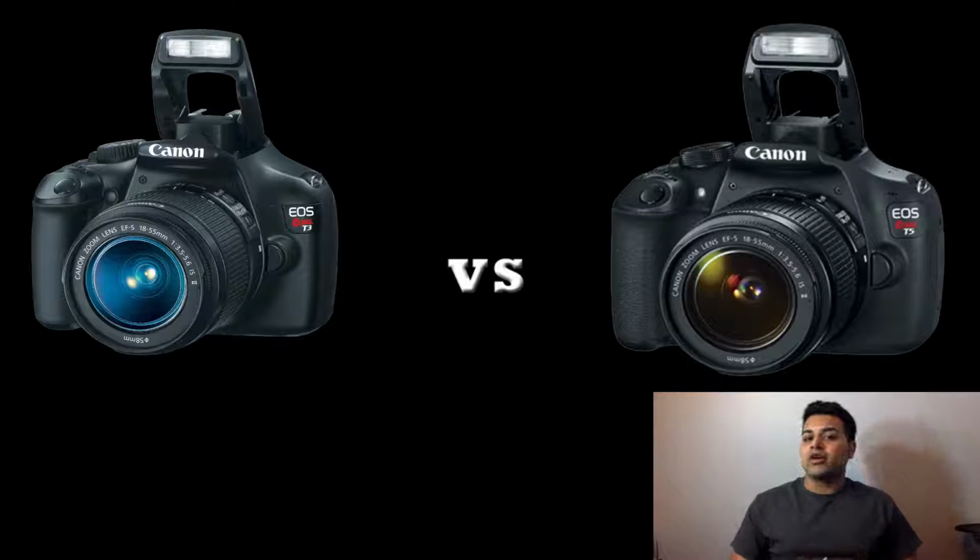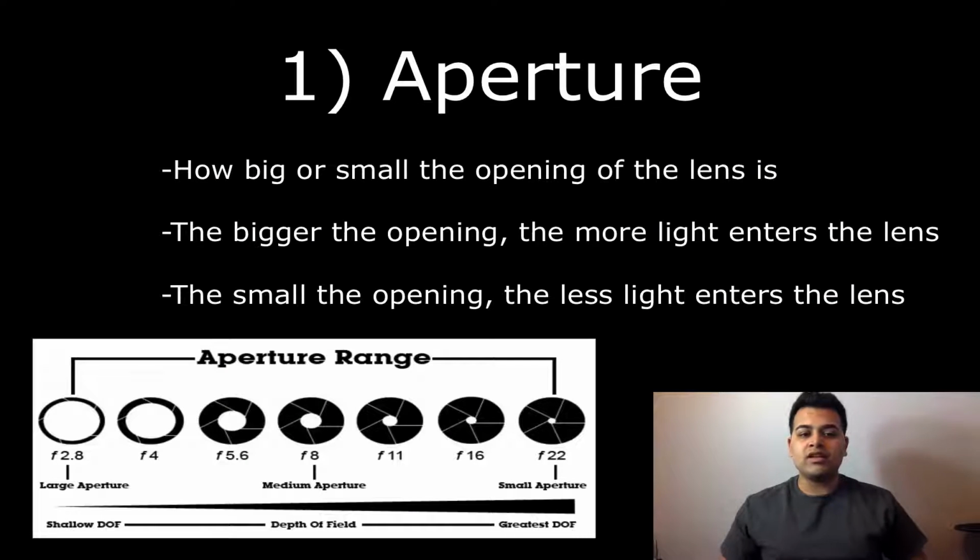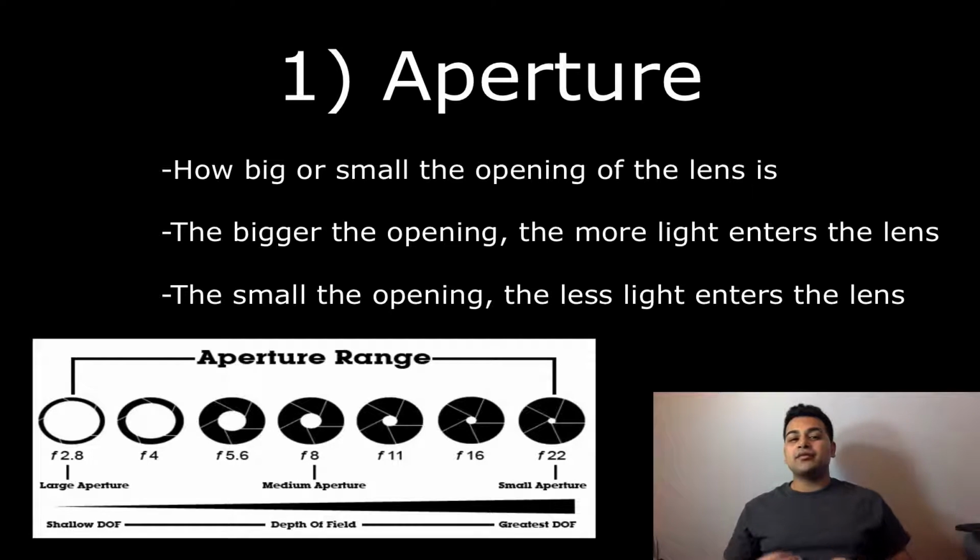I'm going to cover 3 terms that are really essential to this video. The first term is aperture, and basically aperture is how big or small the opening of the hole of the lens is. Okay, all jokes aside, basically the aperture is how much light can enter the lens depending on how big or small the opening is.